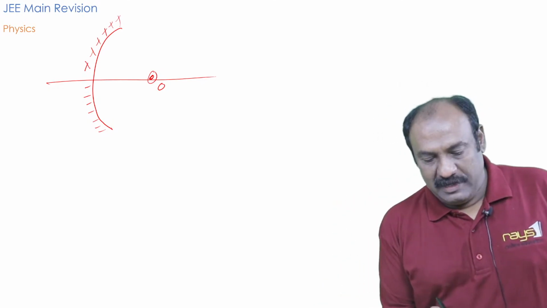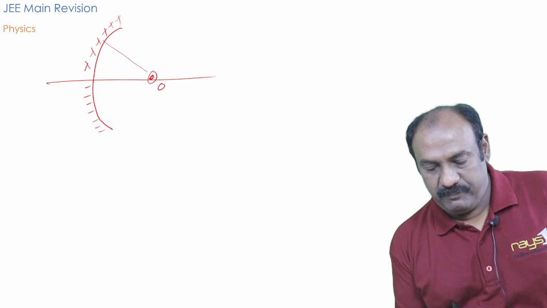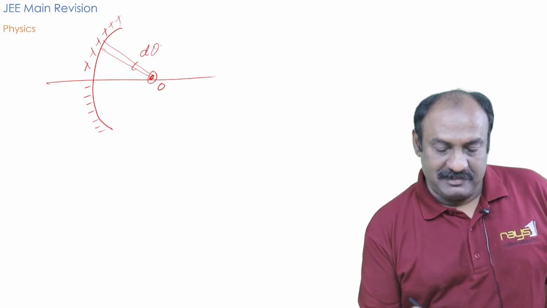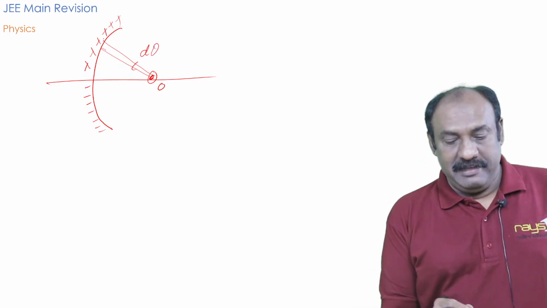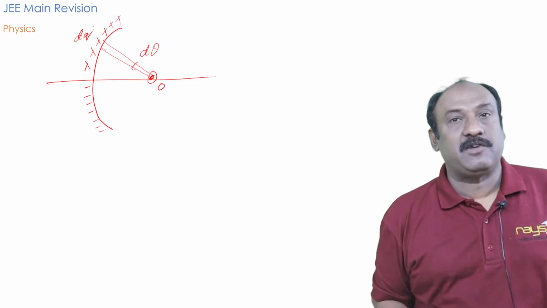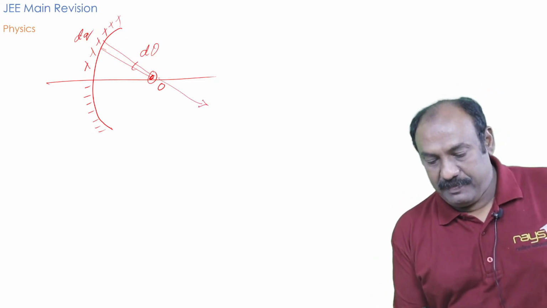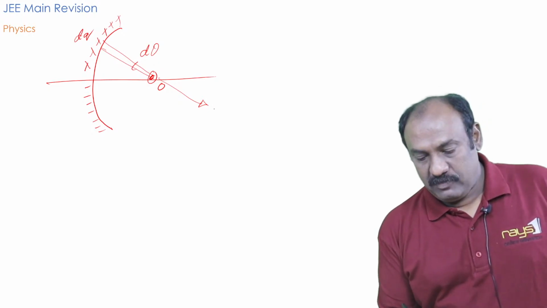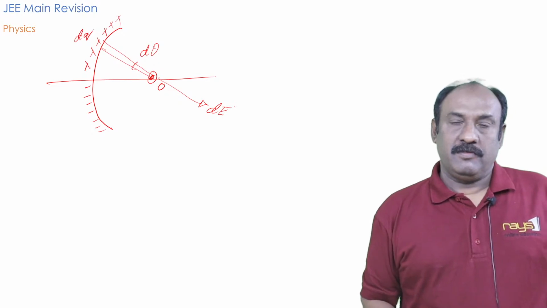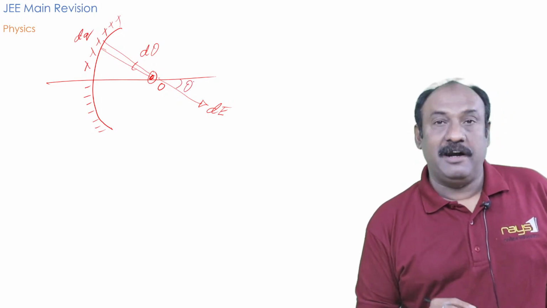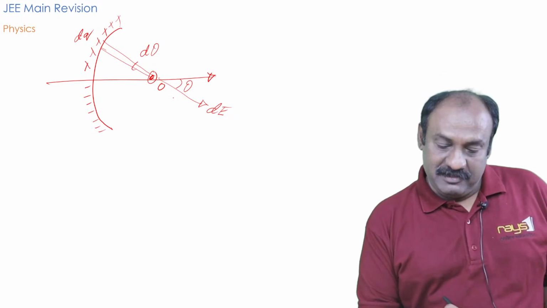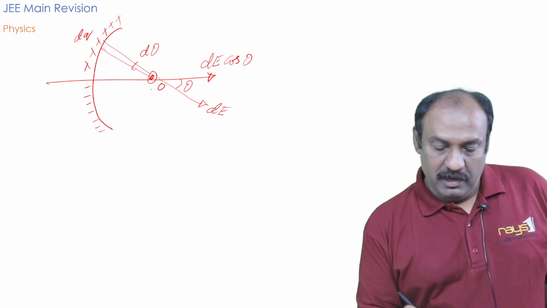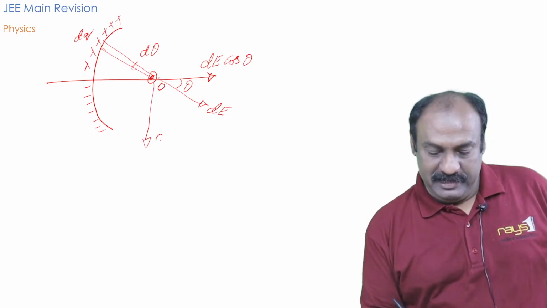So I considered one elemental strip from the upper half. This elemental strip of angular width d theta is considered. Then the electric field intensity due to this elemental strip of charge dq is directed away from this elemental strip at the center. So it is dE. If this dE makes an angle theta with the horizontal, the component of the electric field intensity along the horizontal axis is dE cos theta. Along the vertical, downward direction, it is dE sin theta.